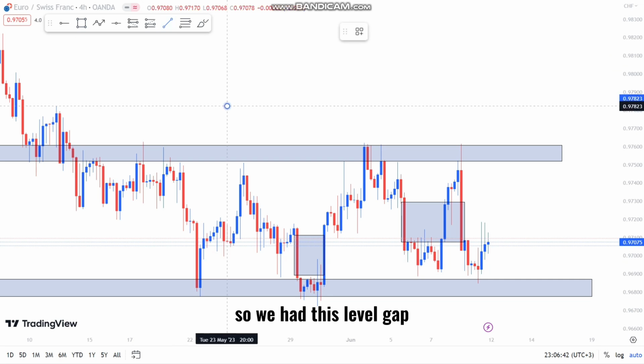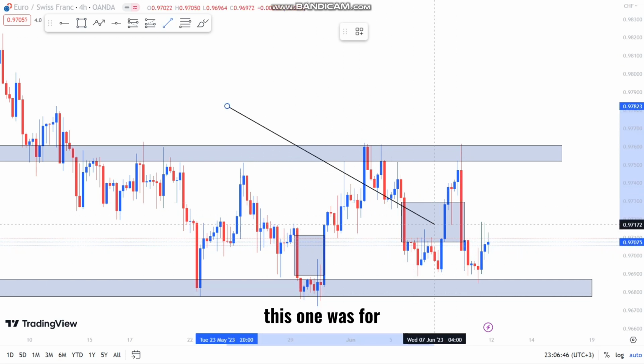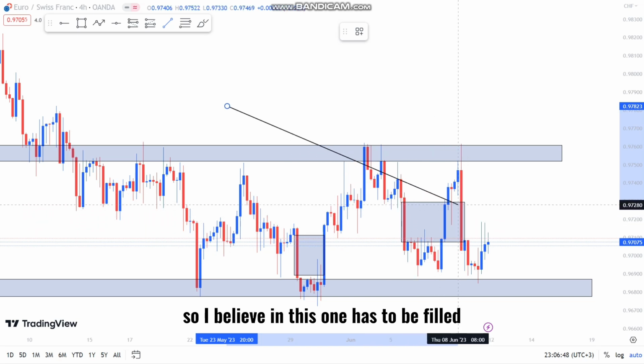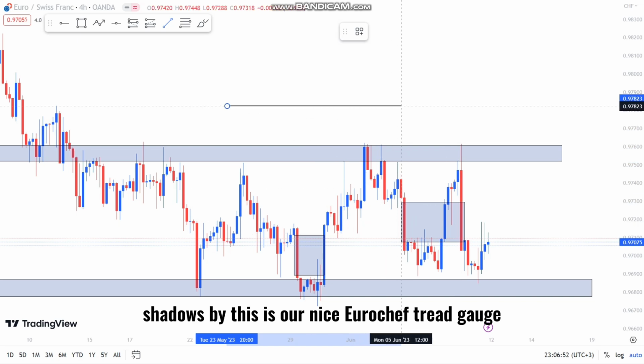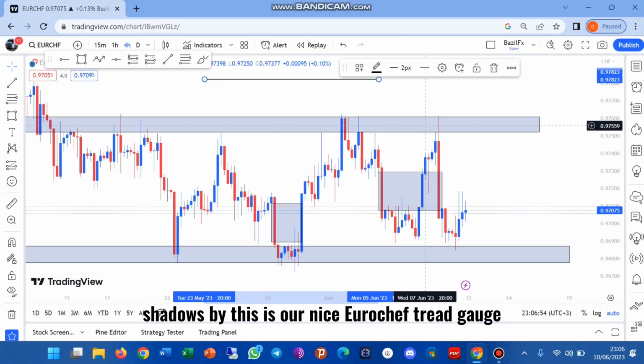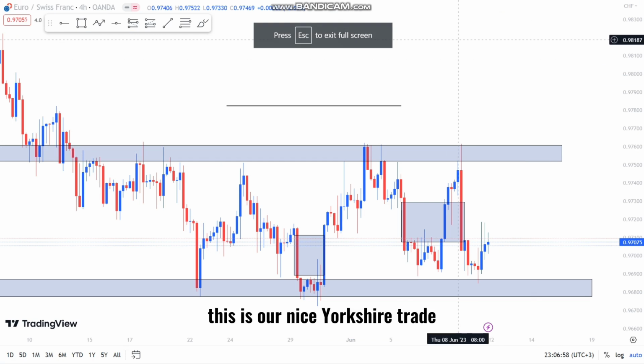So we had this fair value gap, this one here, it was filled. Same with this one, it was filled. Same with this one, it was filled. So probably even this one has to be filled. So let's see what happens, traders. But this is our nice Euro Swiss trade, guys.